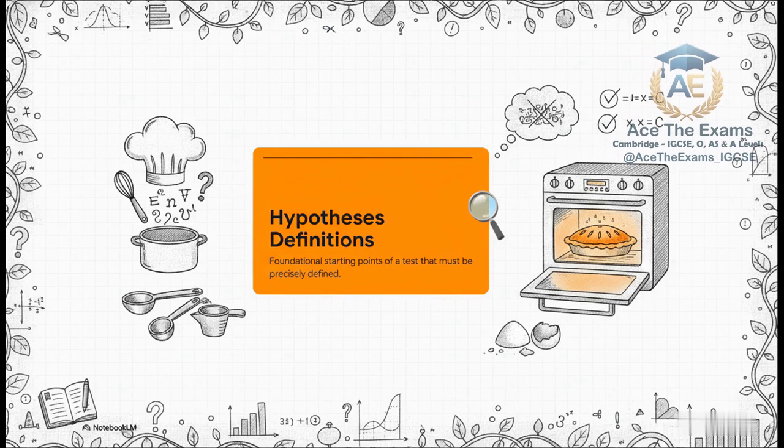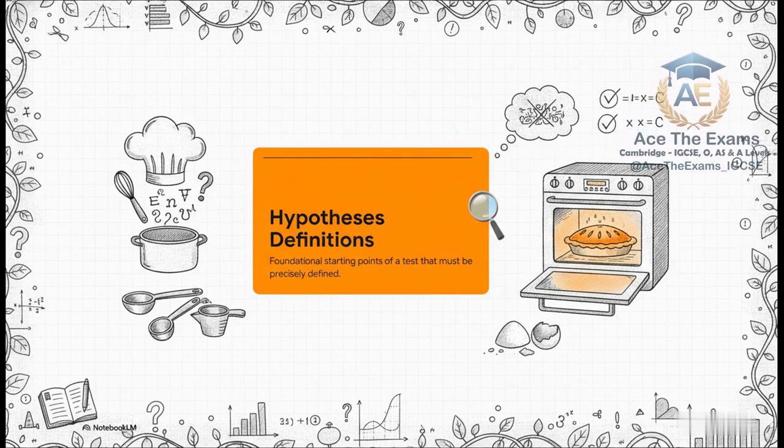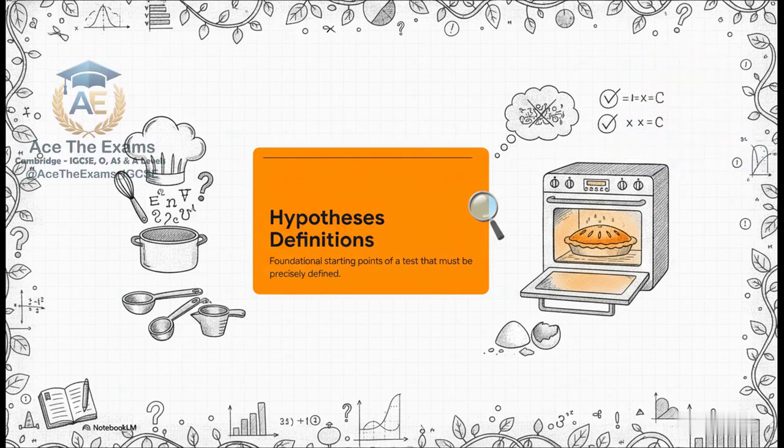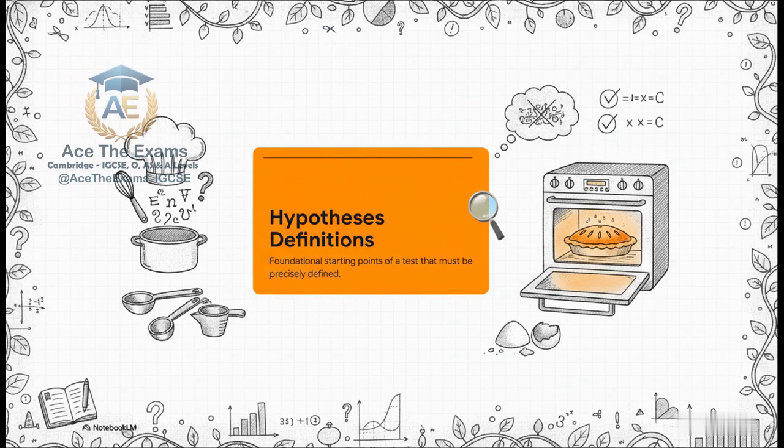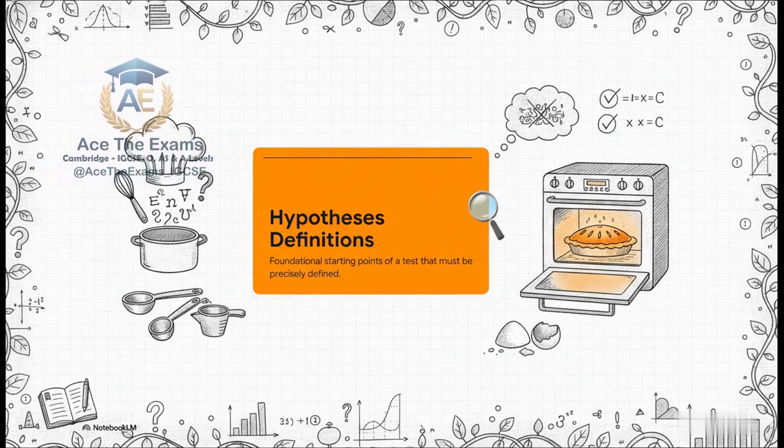The null hypothesis represents the status quo. It's the assumption that there is absolutely no effect, no change, or no difference in your population parameter. The alternative hypothesis, that's the exciting part. That is the actual claim you are trying to find statistical evidence for.